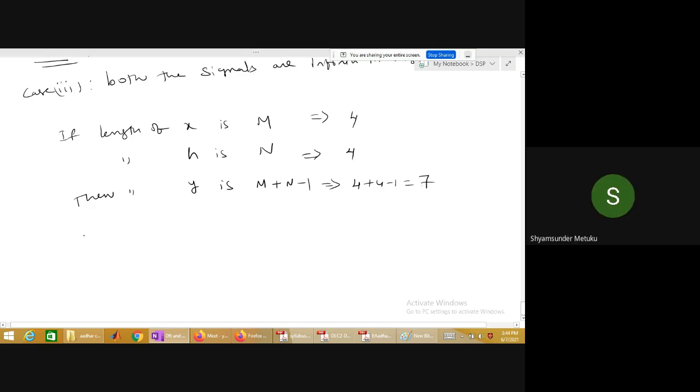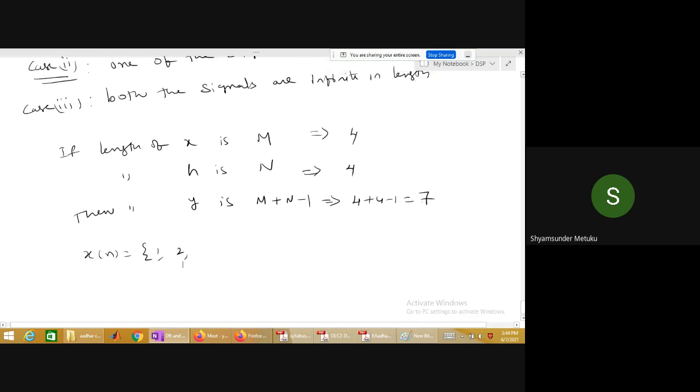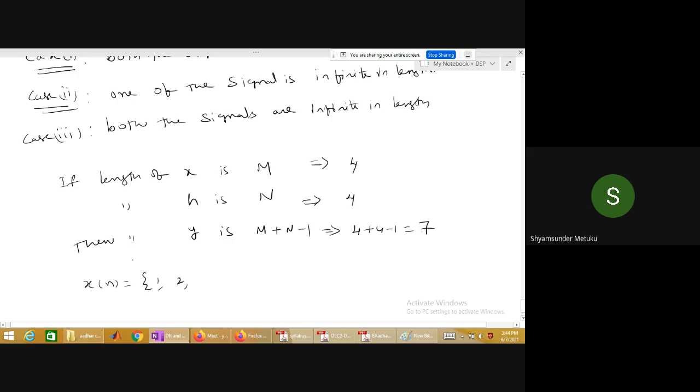Yes, sir. So generally when x of n is given as 1, -2, 4, 3, if nothing is written, by default the first sample is n equal to 0. Yes or no?